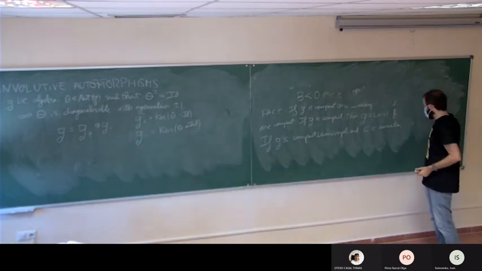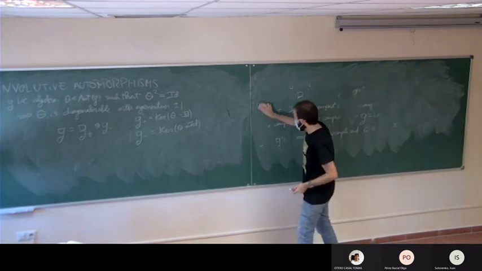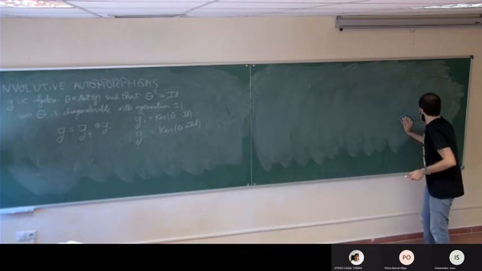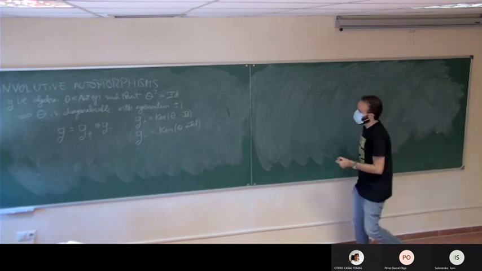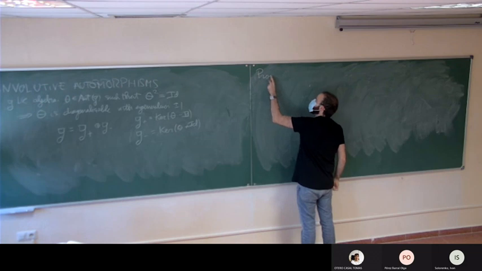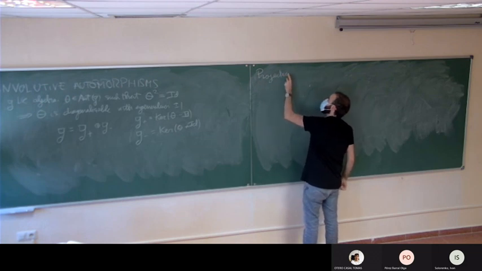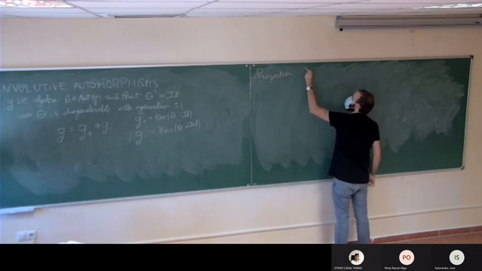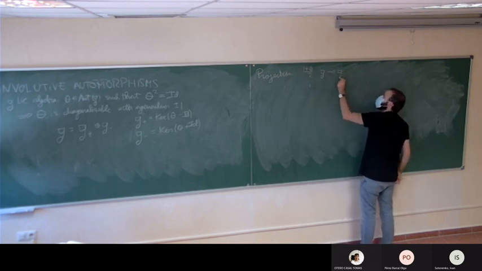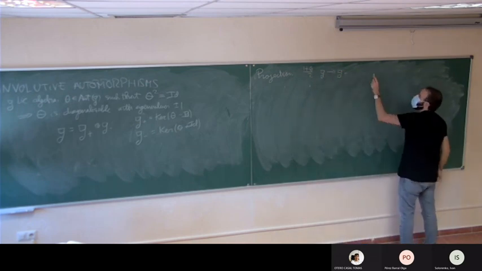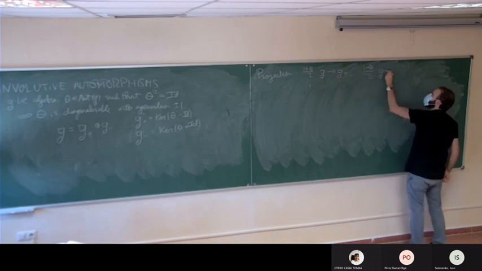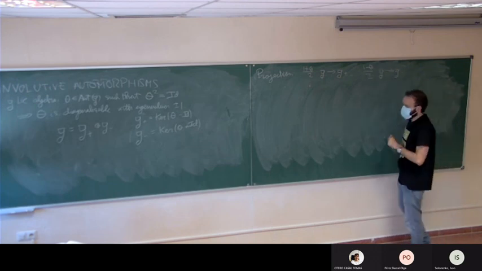Not only that, but we have explicit formulas for the projections. We have the projections, which are 1 plus theta over 2. This is the projection over G plus. And 1 minus theta over 2 is the projection over G minus.